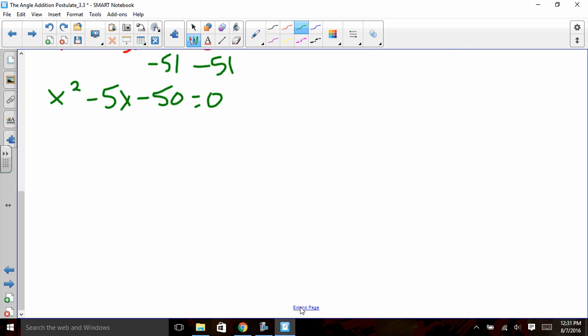Now we can go ahead and do our factoring like what we did before. Only this time we have that equal 0 part. So we should know that this first part is x. All right, let's talk about what goes into 50 but adds to 5.